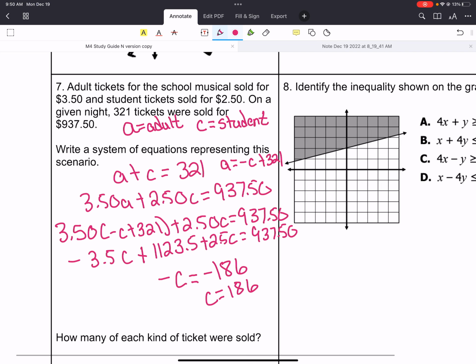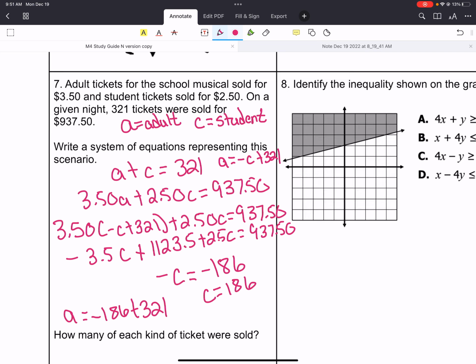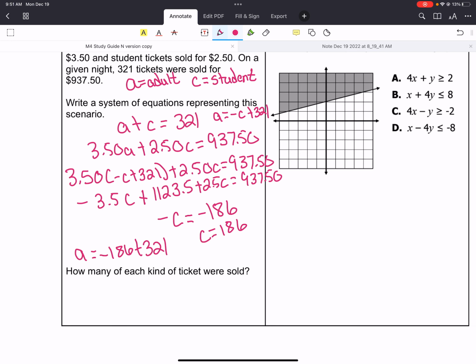I'll substitute that back in. So negative 186 plus 321. So there were 135 adult tickets and 186 student tickets.